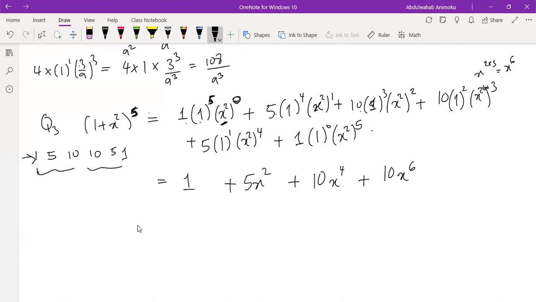Okay. What about this one? This will be 5x raised to the power 8 plus this is 1, this is 1, this is x raised to the power 10 plus the coefficient is 1, so we just have x raised to the power 10. And this is the expansion of the third one using Pascal's triangle.